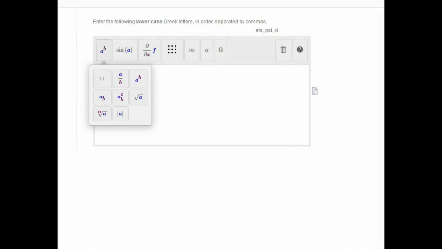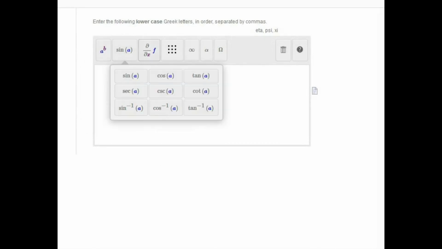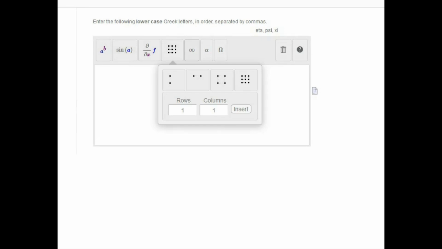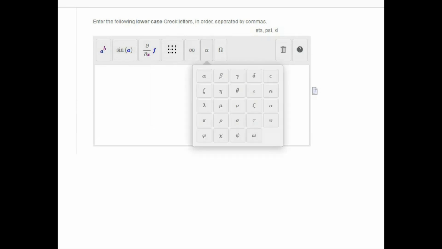There are a variety of different mathematical objects you can ask the students to input for this question type, one of which is Greek letters.